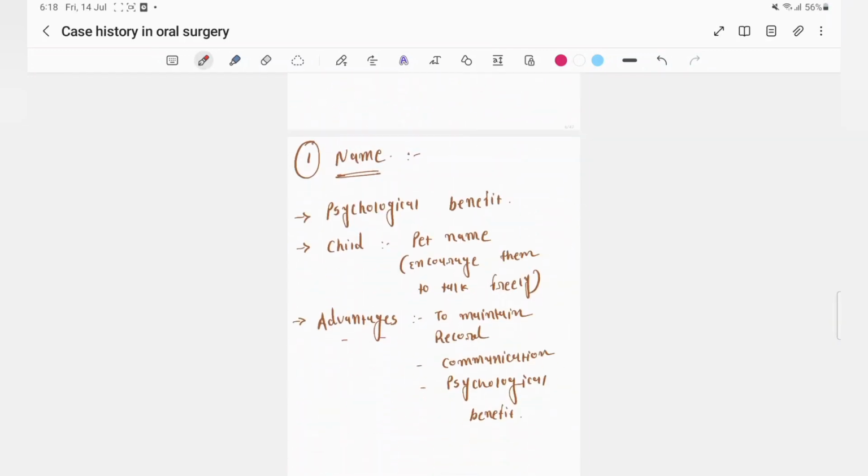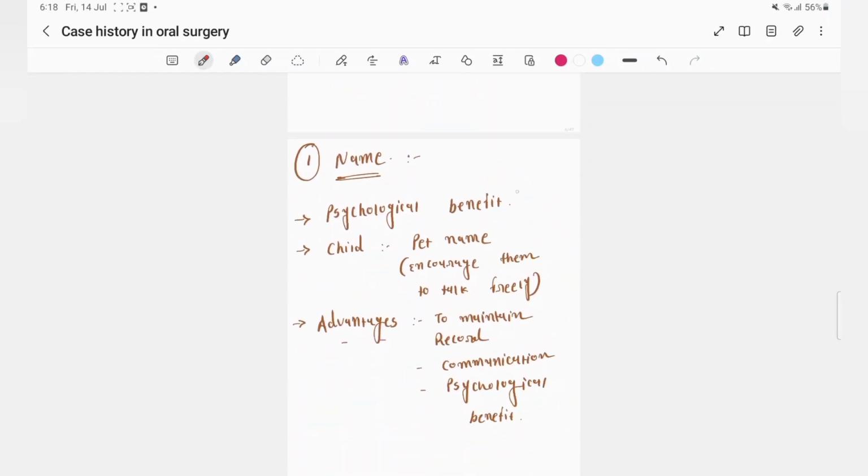By knowing the patient's name, it will give a psychological benefit. It means whenever you call the patient by name, it will make the patient feel good. In pedo patients, it means children, whenever we call them by their pet name, it will encourage them to talk freely. What are the advantages? To maintain a proper record, to make easy communication, and as you know, for psychological benefit.